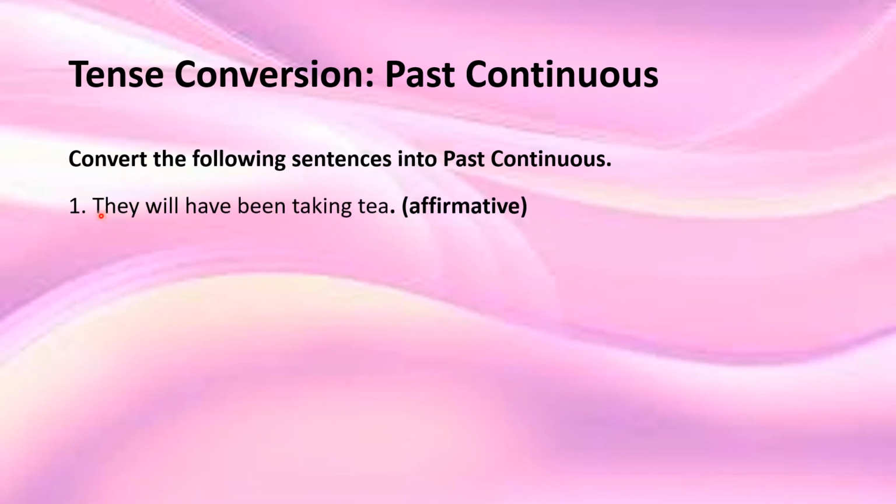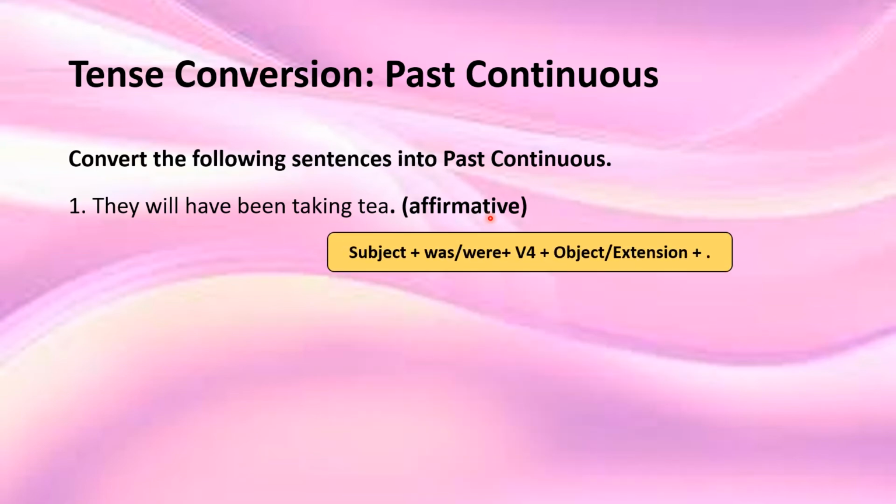This is your first sentence. They will have been taking tea. You have to convert it into the affirmative form of past continuous tense. As I have told you about the formula, you will apply this formula and convert the given sentence into past continuous tense in its affirmative form.